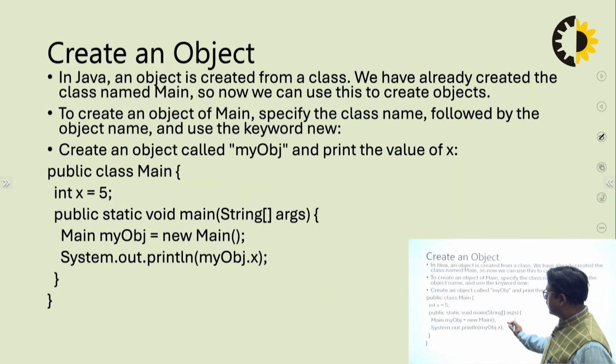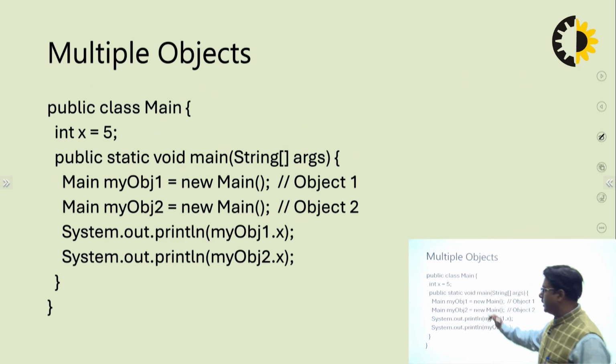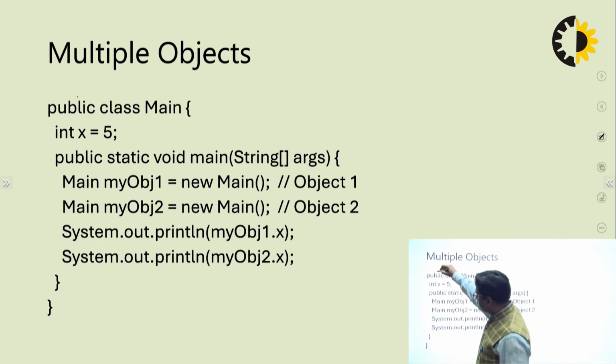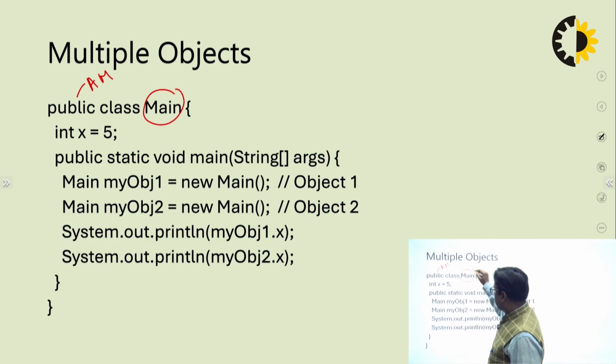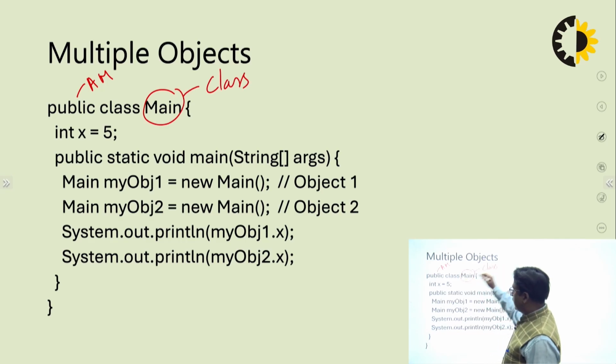This is an example of how a class is created here. This is a public class; public is an access modifier, and this one is the class keyword, and Main is the main class that has been created here. A variable has been declared here.